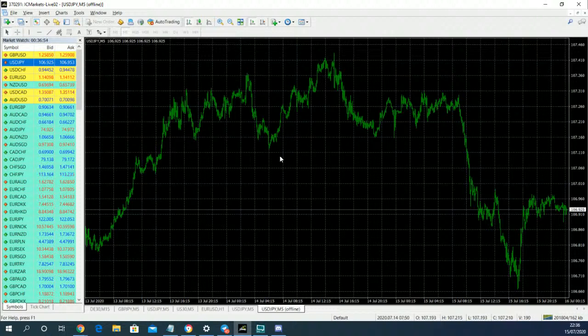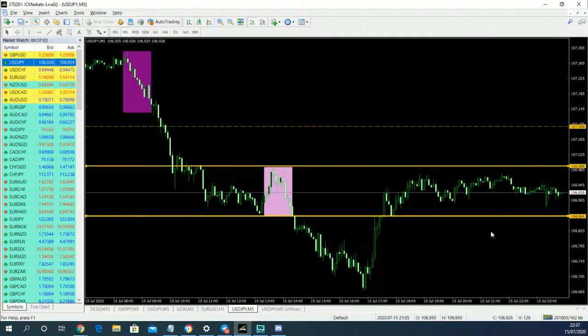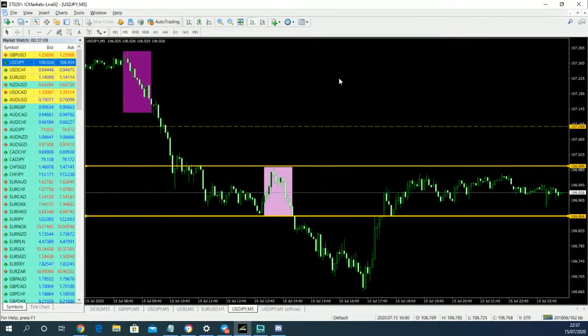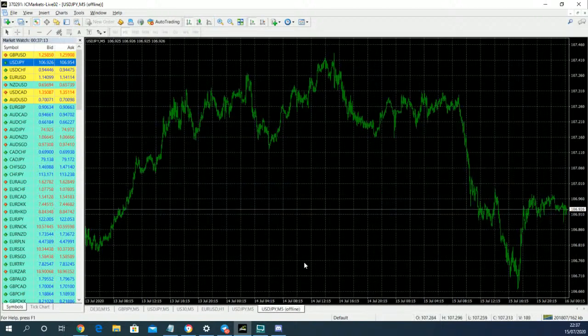Anyway, offline is the one that is built using historical data and it's not getting refreshed, whereas the online is the one that is getting refreshed all the time. So now you will have two tabs. One is the online USD Japanese 5 minutes. The second one will be the offline Japanese M2. That will be the Renko.